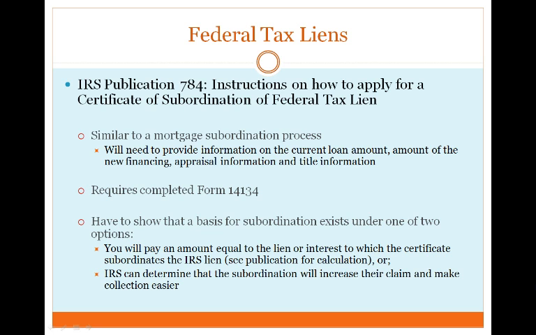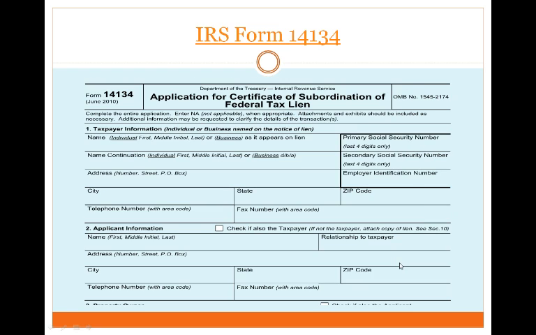Now this is somewhat similar to a mortgage subordination process in that you're going to have to provide that same kind of information about the current loan amount, the amount of the new financing. They often want appraisal information, title information. You're really looking at supplying a lot of information here. Now, that is going to all be put on Form 14134, and I do have that here in the slide.